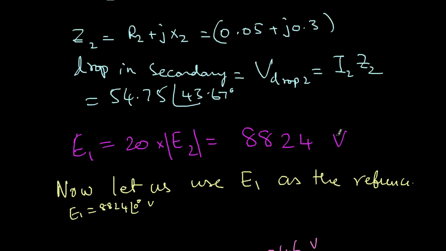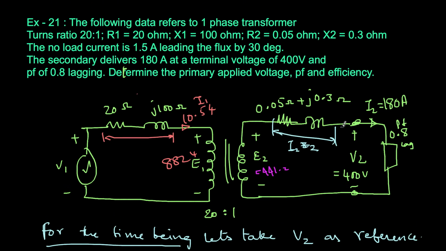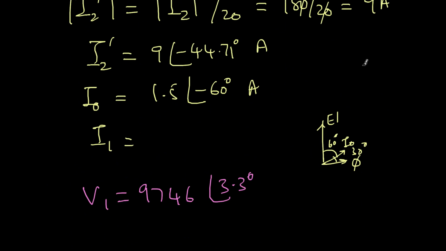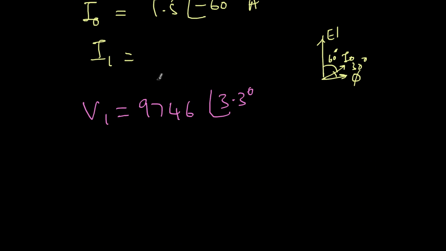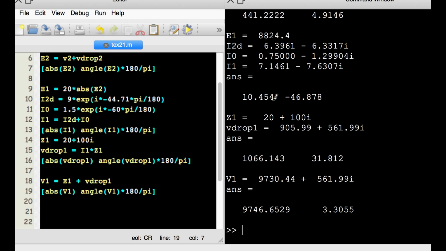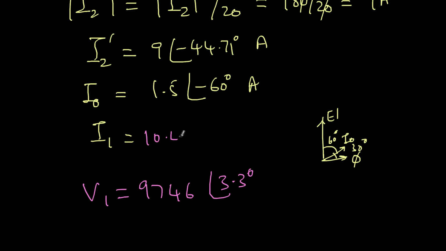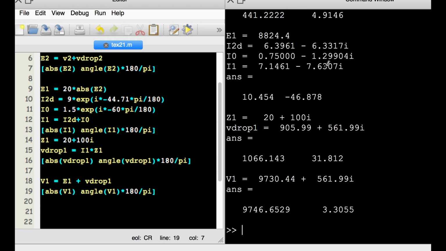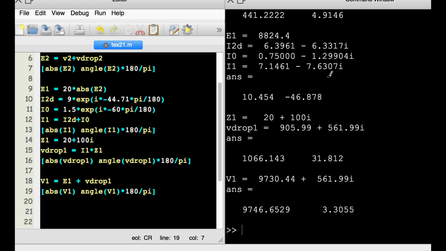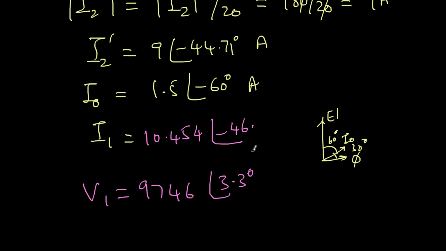So I think still some part is left in the question. Let's look at it. Determine the primary applied voltage. We have done that. Determine the power factor. Now what is the power factor? Power factor is nothing but the cos of the angle between V1 and I1. So what is our I1? I1 also we calculated, 10.454. Angle is minus 46.873.